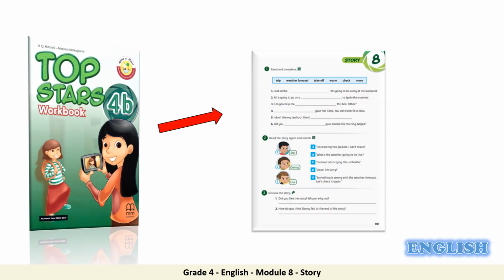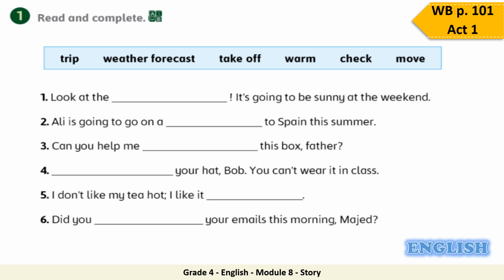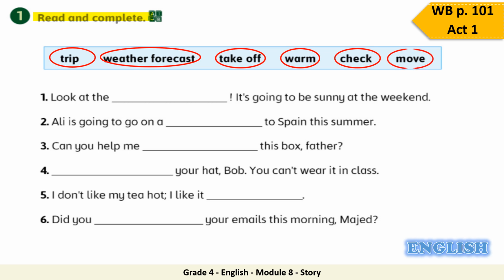Let's go. Open your workbook page 101, activity 1. In this activity, you are going to read the sentences and complete them with the words in the box. Here we have trip, weather forecast, take off, warm, check, and move. I'm going to answer the first one as a model for you. Number 1. Look at the weather forecast. It's going to be sunny at the weekend. What do you think? Excellent, weather forecast.